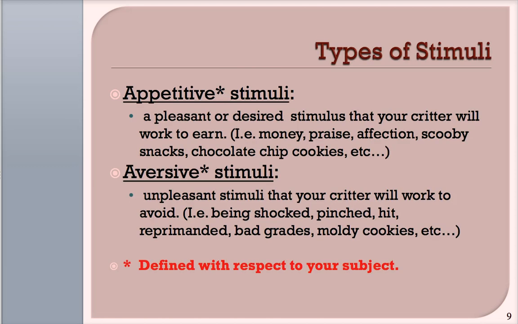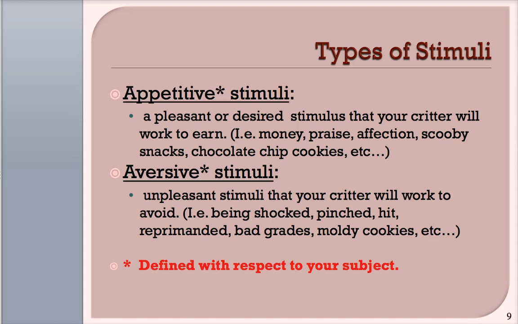Let's talk a little bit about the stimuli. Appetitive stimuli. I love the word appetitive stimulus because it looks like the word appetite, which means it's something that you want. An appetitive stimulus is a pleasant or a desired stimulus that your little critter, whether it's you or your roommate or your spouse or your child or your pet, whoever it is, they would work to earn that stimulus. So for some people that might be money or praise or affection. For my dog, it's snacks and treats. I like chocolate chip cookies. So lots of different things could be appetitive stimuli.